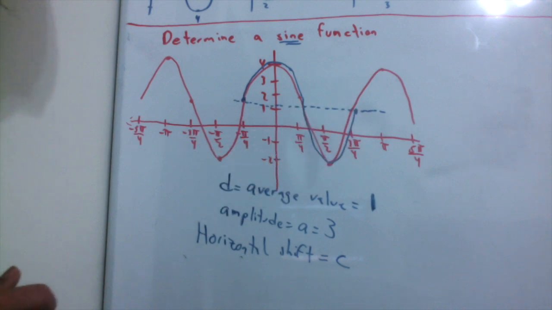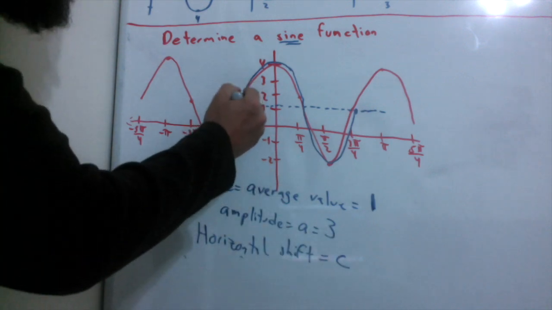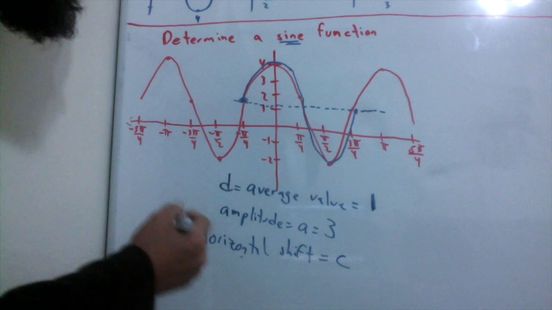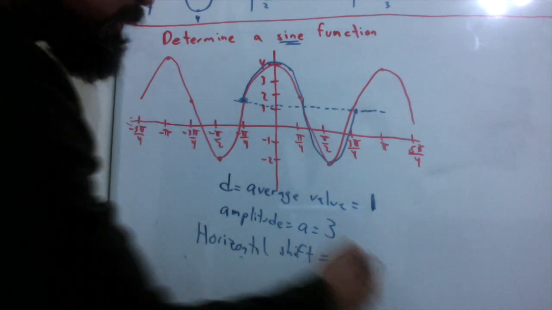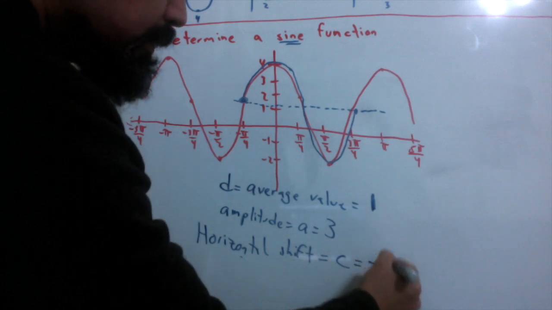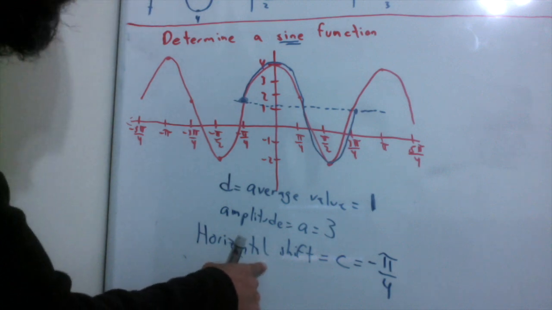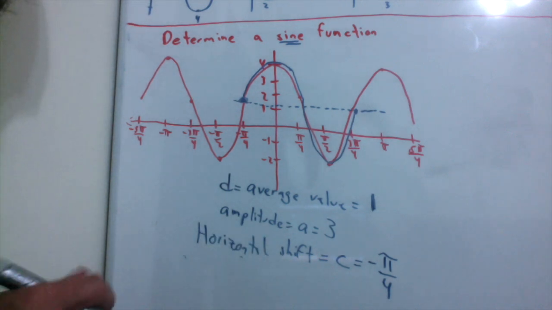Now I'm going to find the horizontal shift. That means that I move to the left or I move to the right. So you can see we move to the left. So the value of C here is minus pi over 4. So minus pi over 4 is my horizontal translation or horizontal shift.